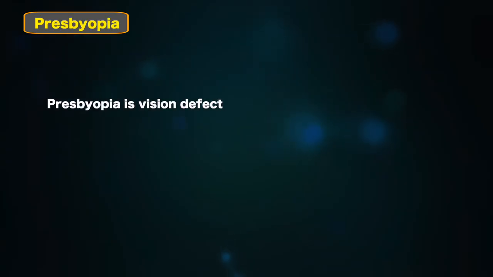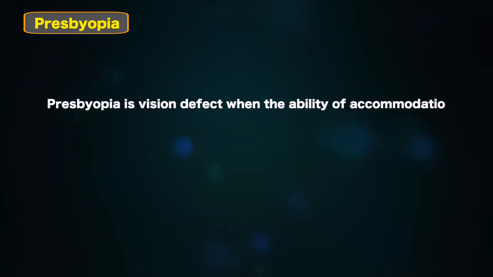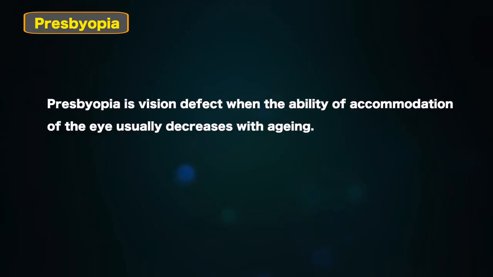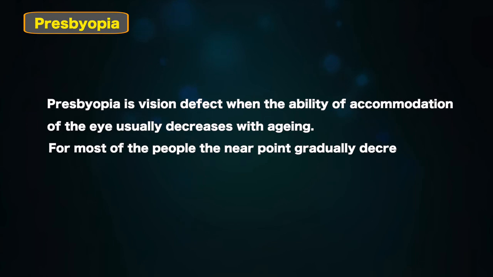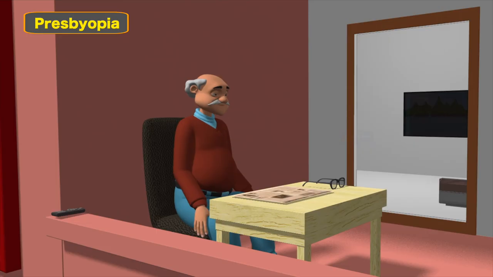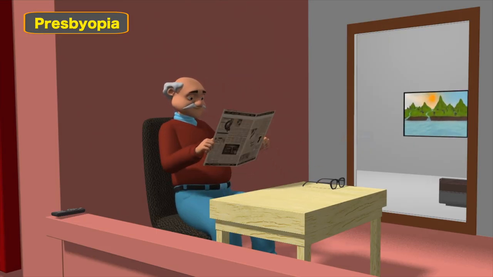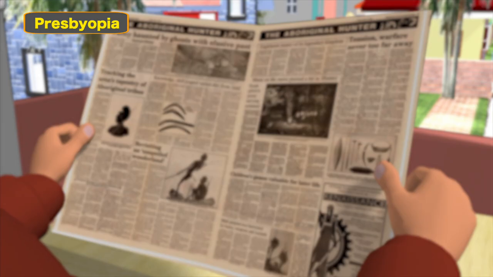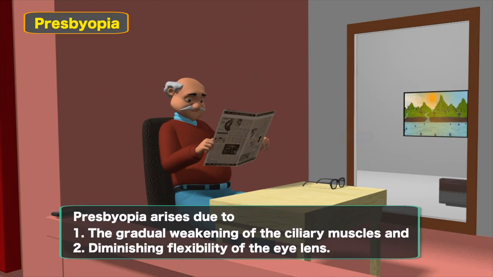Presbyopia is a vision defect when the ability of accommodation of the eye usually decreases by aging. For most people, the near point gradually recedes. They find it difficult to see nearby objects clearly and sharply. Consider an old age person who is trying to read a newspaper. The letters appear blurry and he is unable to read the news. This type of eye defect is presbyopia.